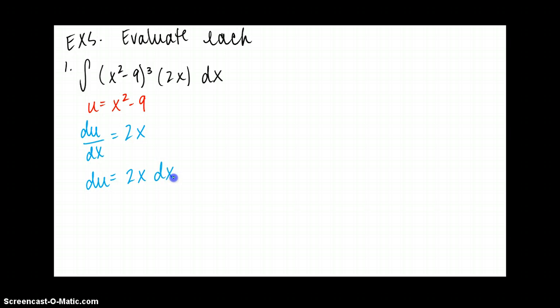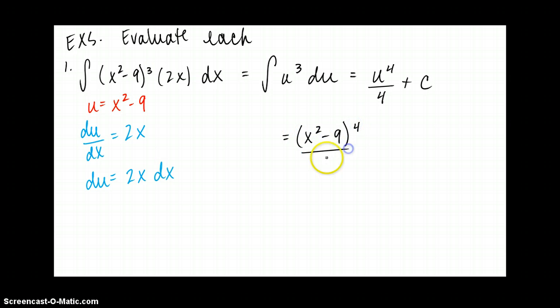Okay, so now I have my substitutions, and it becomes the antiderivative of u cubed, and then this whole expression becomes du. So now when I integrate it, it's the power rule, u to the 4th over 4 plus c. But remember, your original integrand was in terms of x, so your answer needs to be in terms of x. So we go back and we make that replacement.